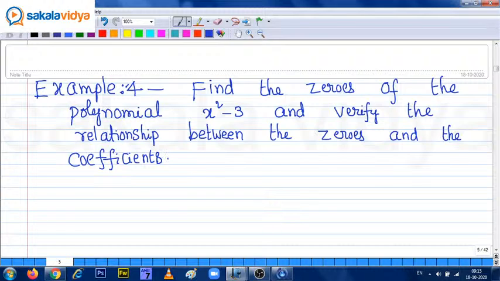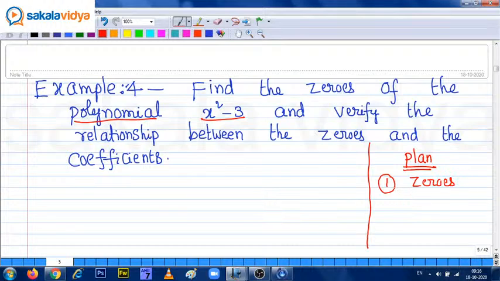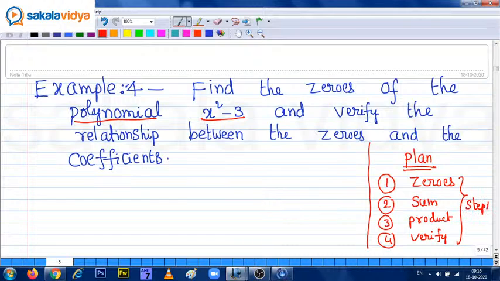So this is somewhat a different problem. Anybody give the plan? So what is the plan of action? Once again let me write the plan for this problem also. Plan. First let us find the zeros of this polynomial. Find zeros. Second is sum. Third is product. And next is verify. That's all. These 4 steps need to be kept in our mind to solve this problem.